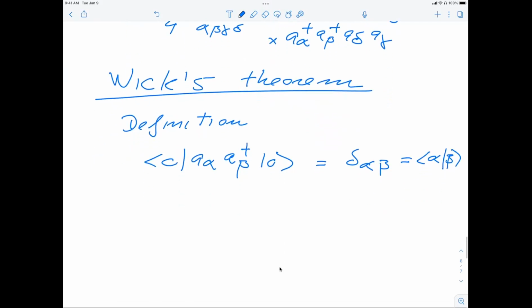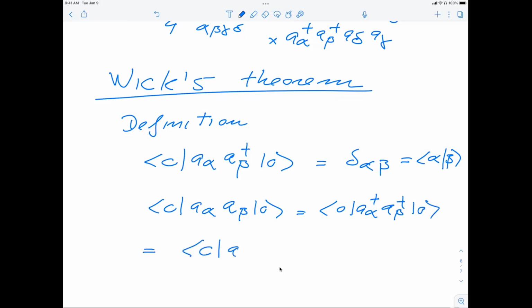I also want to remind you of, if I now have <0|a alpha a beta|0>, this is the same as <0|a alpha dagger a beta dagger|0>, and that's also equal to <0|a alpha dagger a beta|0>, and this is equal to 0. So there's only one term here which gives us a non-zero result.